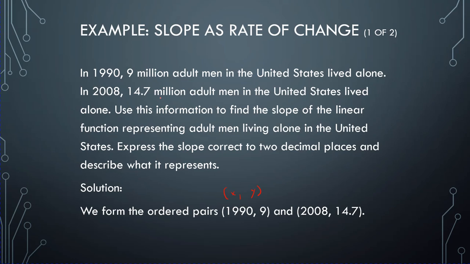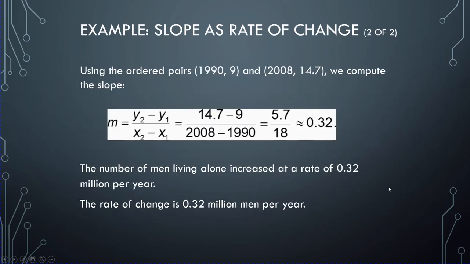So let's use this information to find the slope of the linear function representing adult men living alone in the United States. Let's express the slope correct to 2 decimal places, and let's describe what it means. All right, so I'm going to take this other set of data here, and I'm going to have that be my other point. If you were to just treat these as ordered pairs, you can compute the slope here. I'm not going to go through it in much detail, but you can see the slope worked out to 2 decimal places between these ordered pairs is 0.32. All right, and this is the rate of change here. So the slope here is the rate of change.